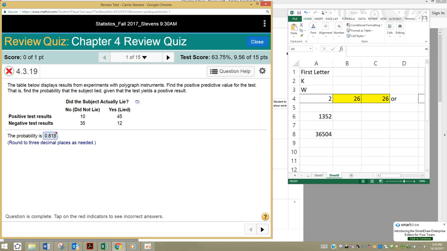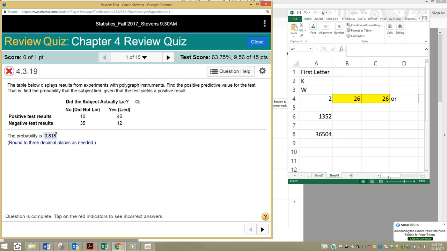0.818. What was I supposed to say? 0.8? Why? What's wrong with it? Okay, the table below displays results from experiment polygraph. Find the positive predictive value, which is the probability that the subject lied given that the test yields a positive result. Okay, so what I did is I only looked at positive results.